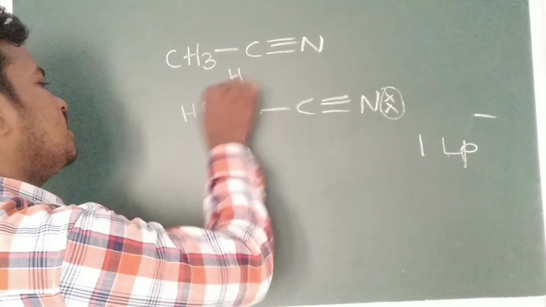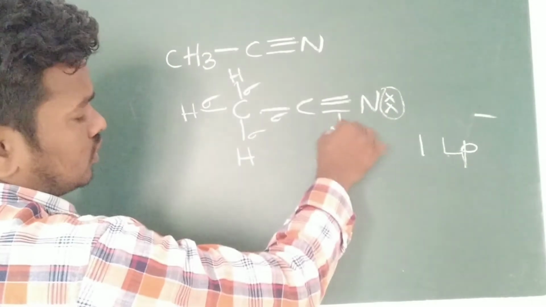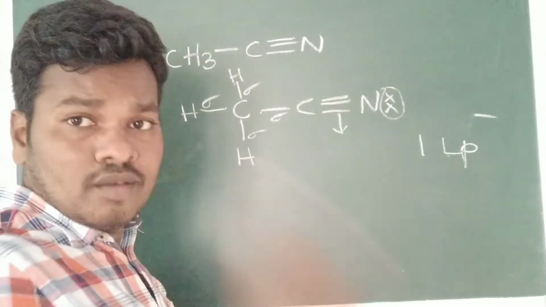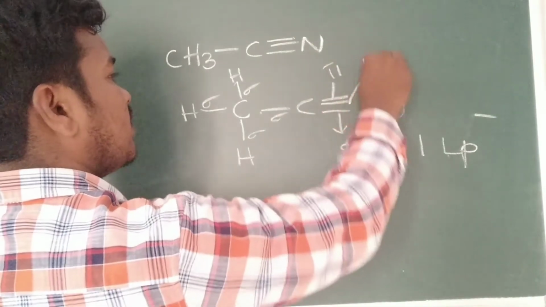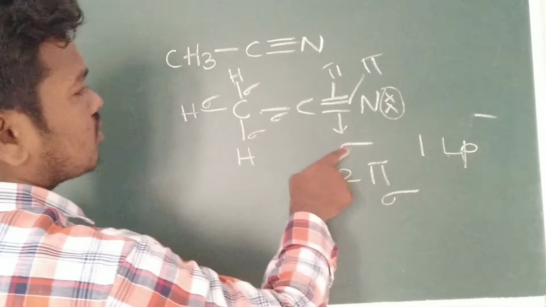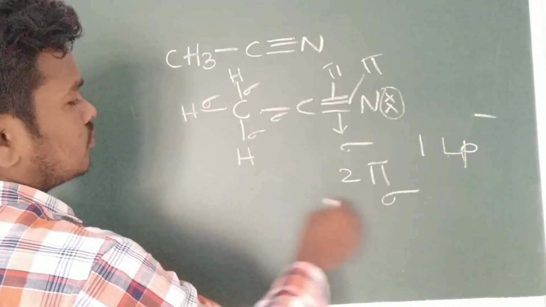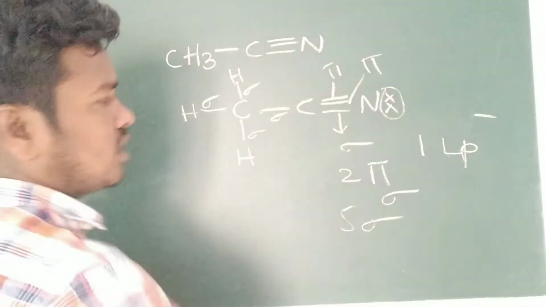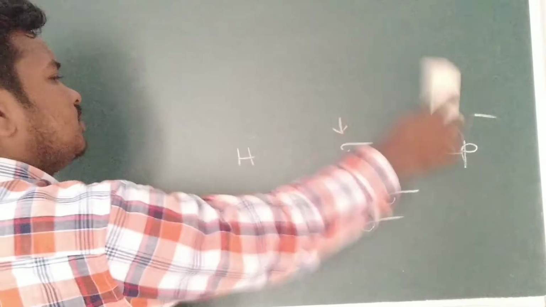Sigma bonds, how many? Sigma, sigma, sigma, sigma. It is not 3 sigma bonds, only 1 sigma bond in the triple bond; the other two are pi bonds, so 2 pi bonds. Sigma bonds: 1, 2, 3, 4, 5. 5 sigma bonds are present. So, next example, you can see.